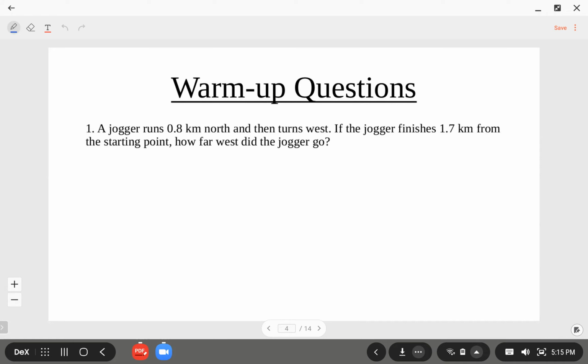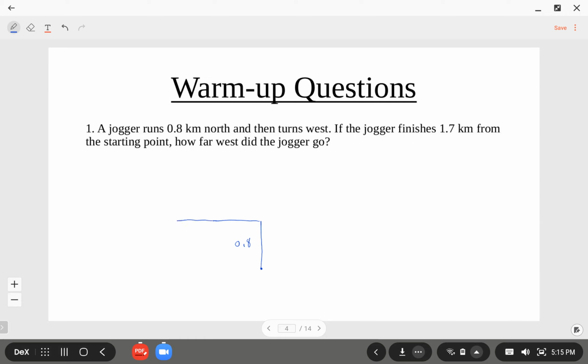So, let's do this problem. Okay, start from a point here. This is our starting point, and then he goes north, 0.8 kilometers north. Okay, and then what does he do? He turns west, and then he finishes 1.7 kilometers from his starting point.